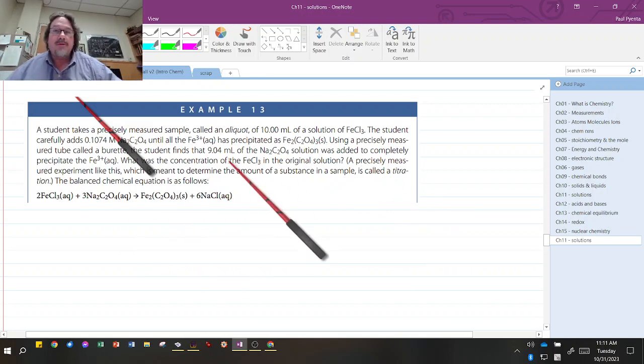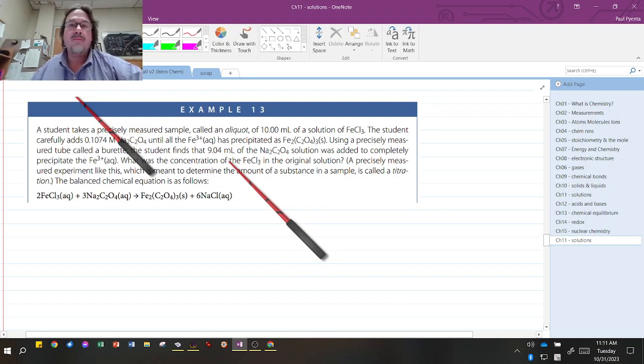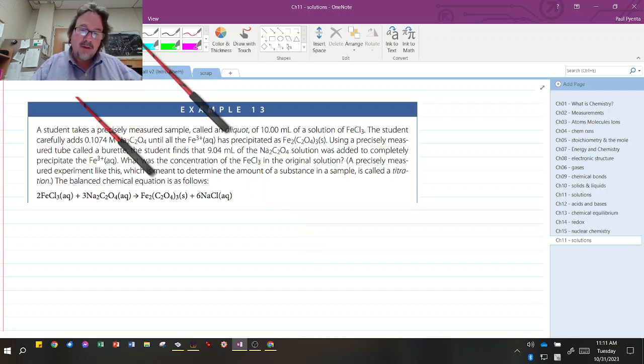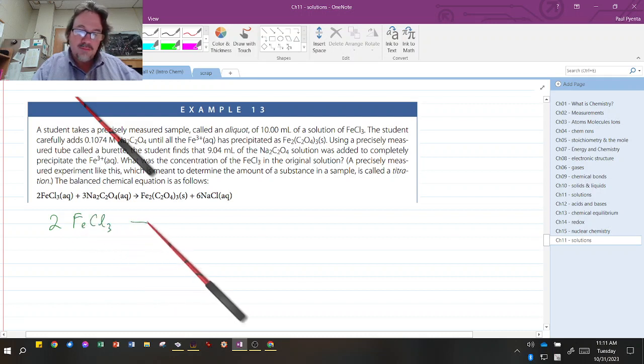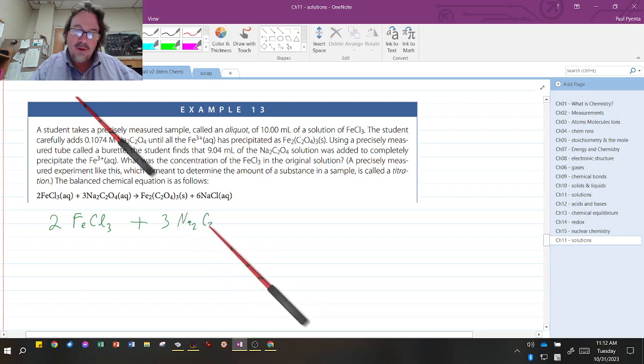So lots happened here. A lot of numbers are given here. And I'll put my camera. There we go. Let's try it. Here's the equation. I'm just going to write it out a little bit larger. Plus sodium oxalate. Make sure it stays balanced.